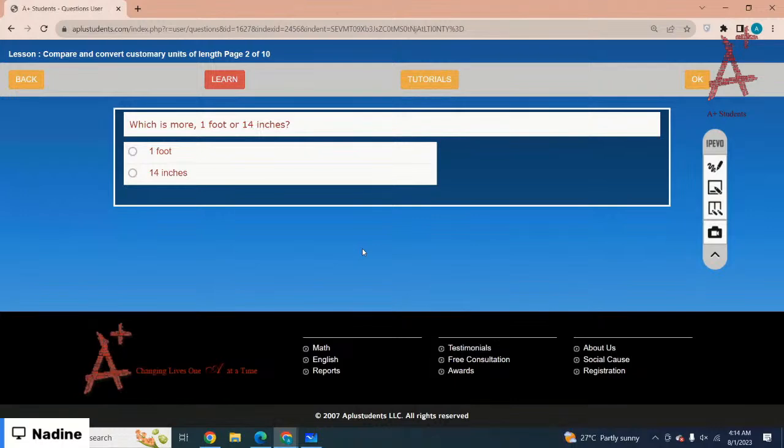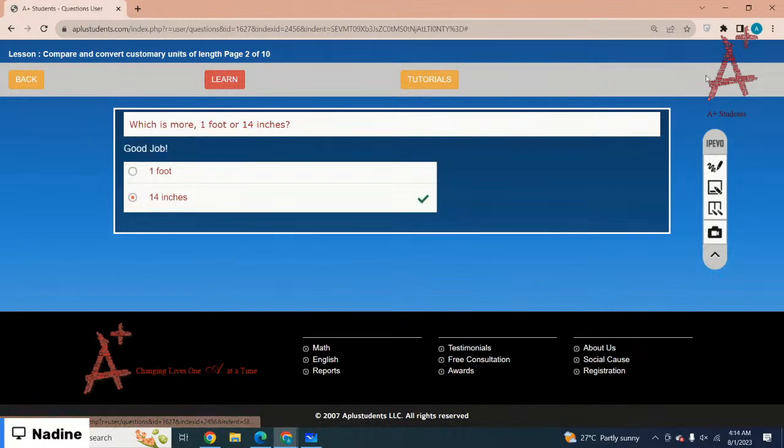Which is more, 1 foot or 14 inches? Which is the correct option? The correct option is 14 inches. Very good. Because in 1 foot we have just 12 inches. So 14 inches is more than 12 inches. The correct option is 14 inches.